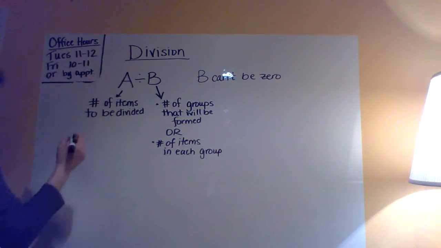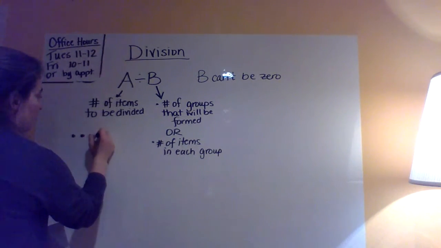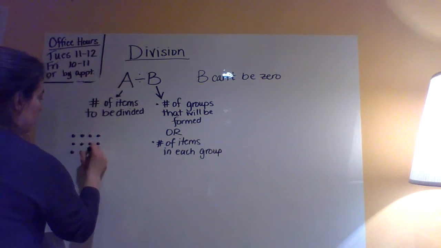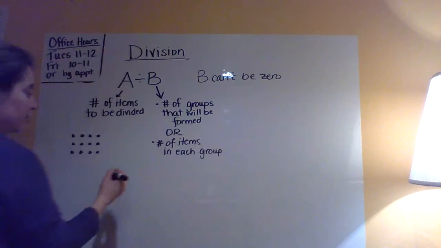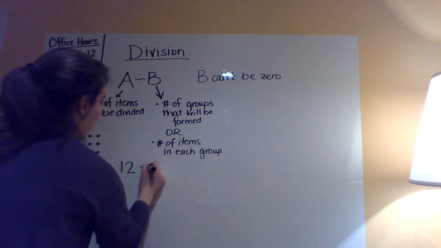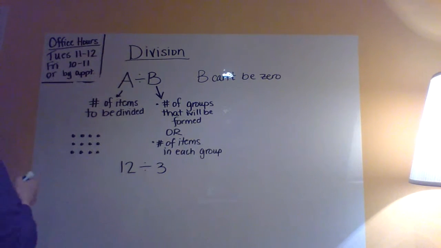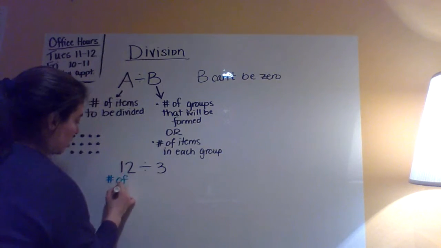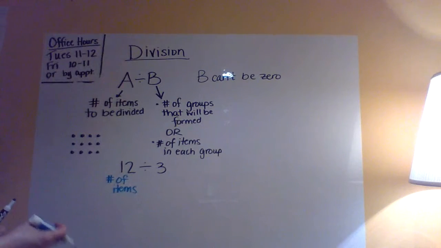Okay, so let's say I have 12 items, and I want to divide this. So I want to have 12 divided by 3. So 12 is my number of items. I can see that here. Now, there are two different things that the 3 could represent.